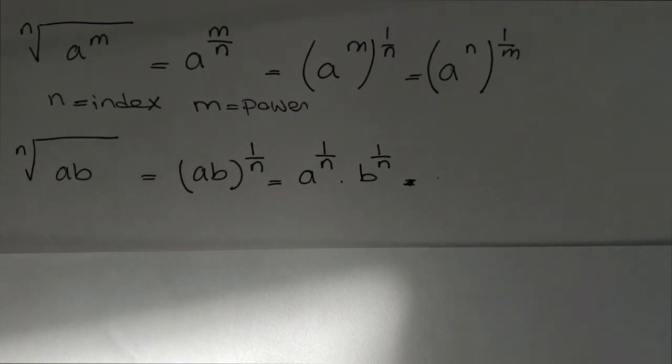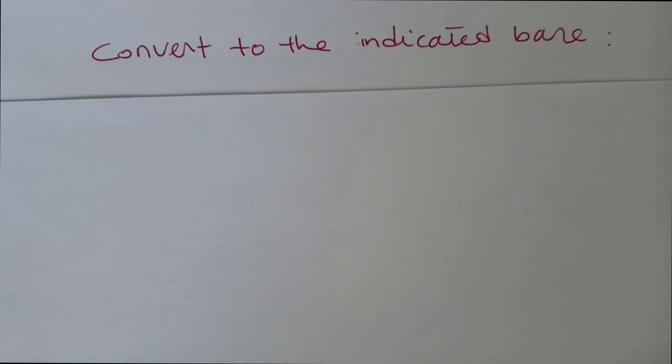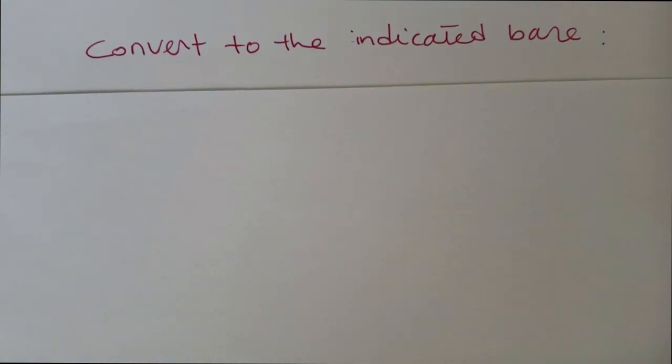So, according to one of the rules, we will distribute the power. So it would be a to the power 1 over n multiplied by b to the power 1 over n. Okay, let's continue our discussion with some examples.